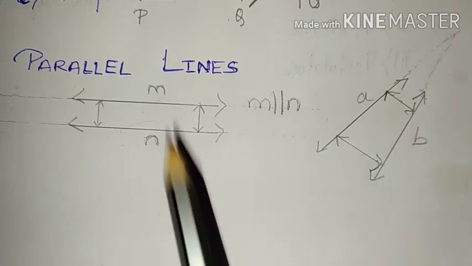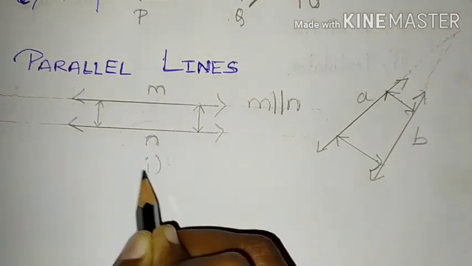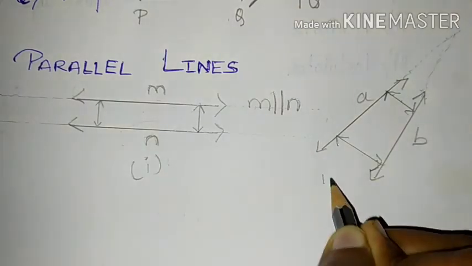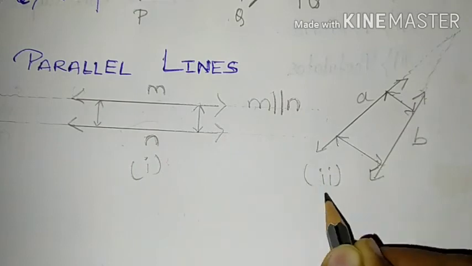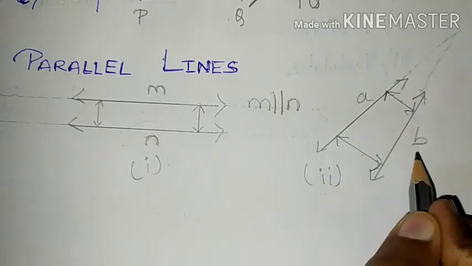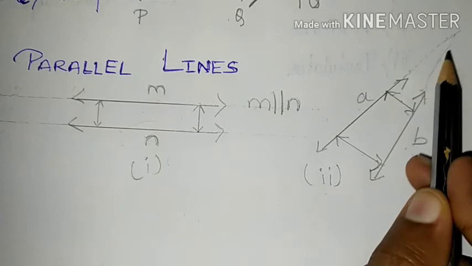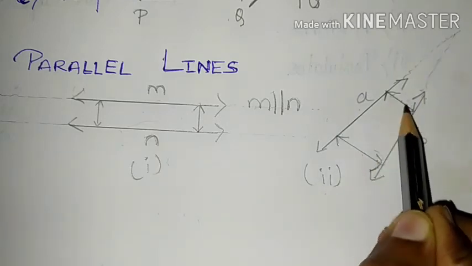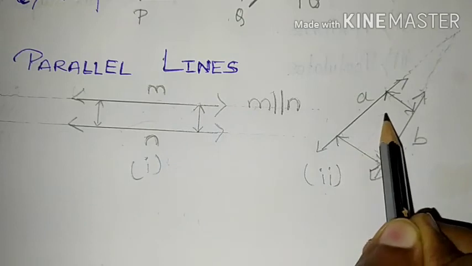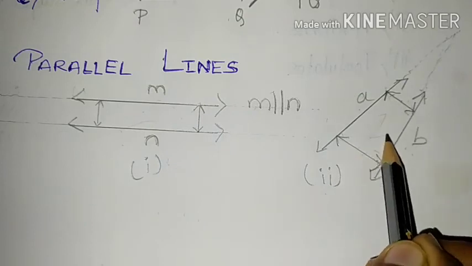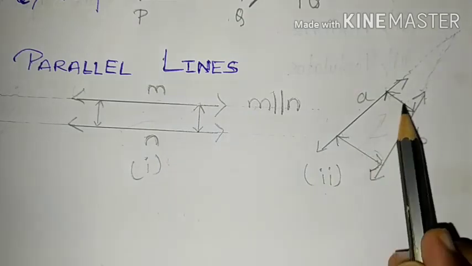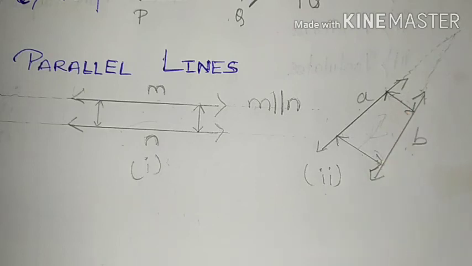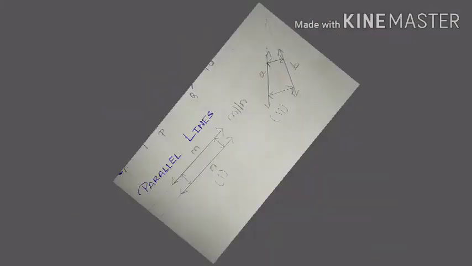Whereas this figure, name this as figure 1 and this as figure 2. In figure 2, we saw that line A and B meet after a particular point, or the distance between them is not fixed. It goes on reducing, or it goes on increasing if you come from the top. So these kinds of lines are known as non-parallel lines.